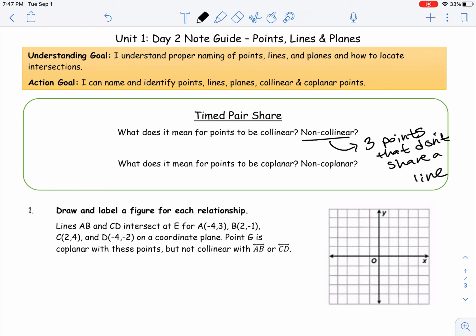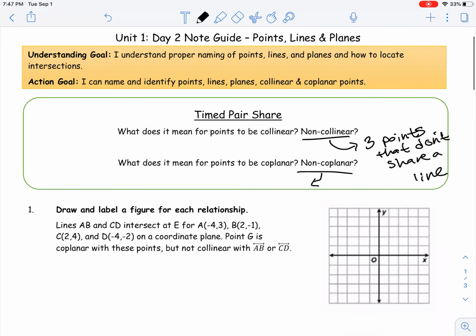Just because yesterday our definition of being collinear was that, well, I guess our definition of a line means that you could draw a line through any 2 points possible, but that third point isn't necessarily going to be on that line. What does it mean for points to be coplanar? Obviously, if they're coplanar, they're all going to be on the same plane. Non-coplanar means kind of the same thing, but this one you'd have to have 4 points, because any 3 points can be coplanar.